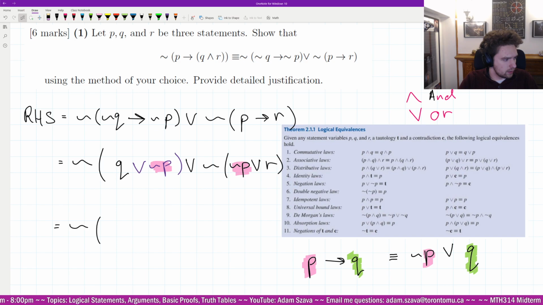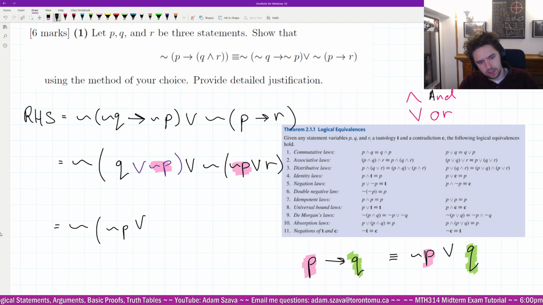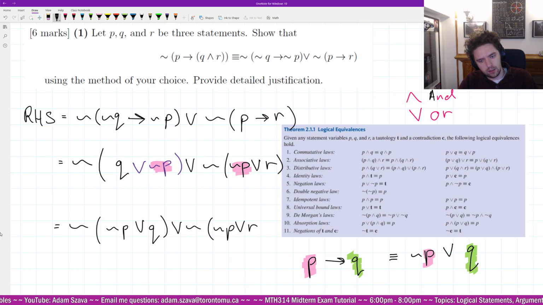See what I did before. Anyways, just to make it a little bit more obvious, this is going to be not P or Q, or not P or R. Okay. So what I'm going to do is, oh yeah, this is what I do, right? Yeah, okay.